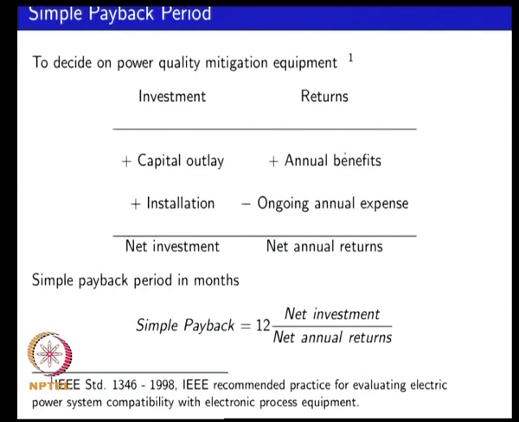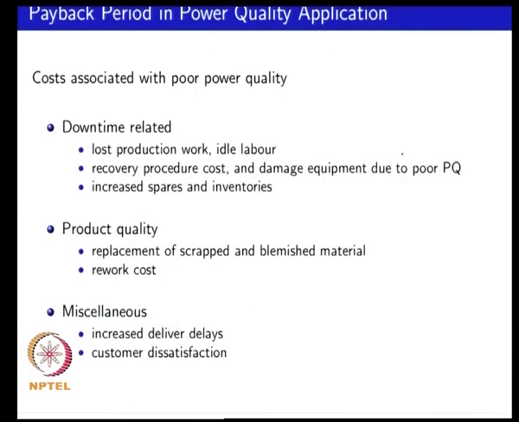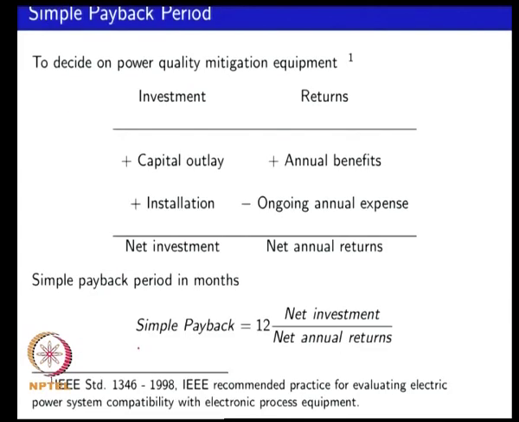Then on the other side you are looking at what benefits you get, and you want to look at it on an annualized basis. We previously saw that there are a number of costs associated with power quality, and so you could calculate the cost of idle labor, cost of recovery, cost of increased inventories, etc. on an annualized basis. Because you are adding the equipment, you now have this benefit by adding this particular equipment.